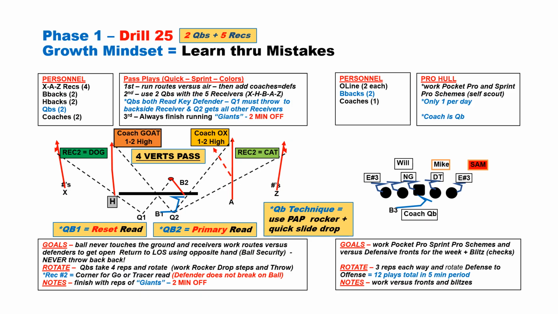QB1 on the left is in the reset, but again, he's going to do phase 1 with his rocker with his eyes on the coach, the goat, the backside safety in the orange. Then he's going to turn and start his shuffle and get his eyes on the DB over the X for the tracer or the go.